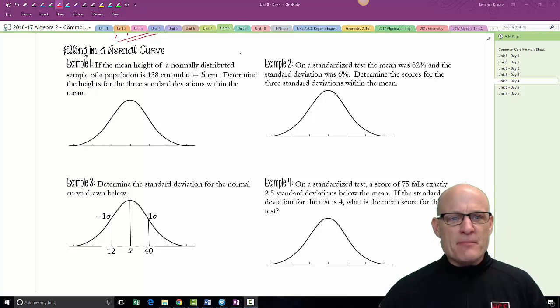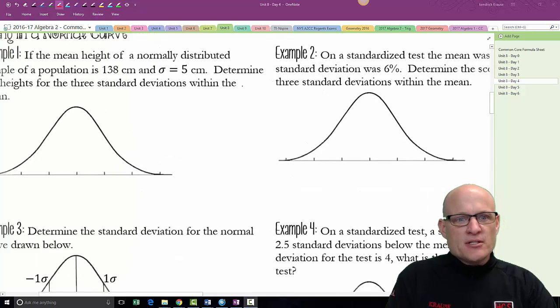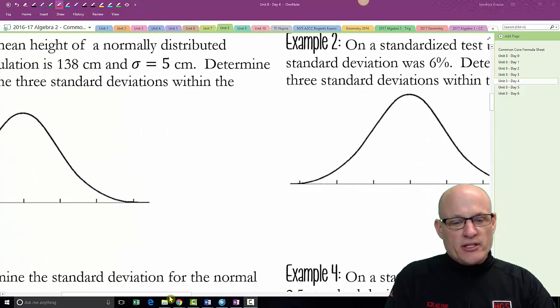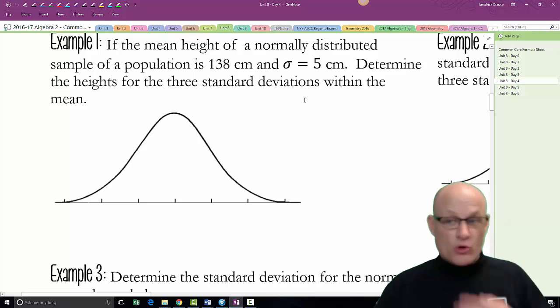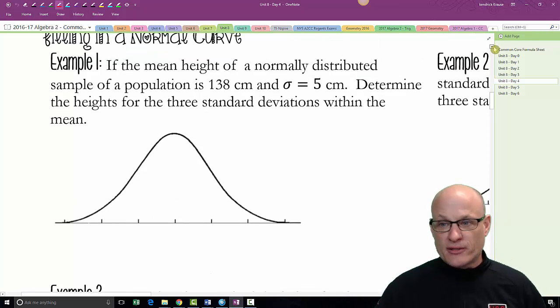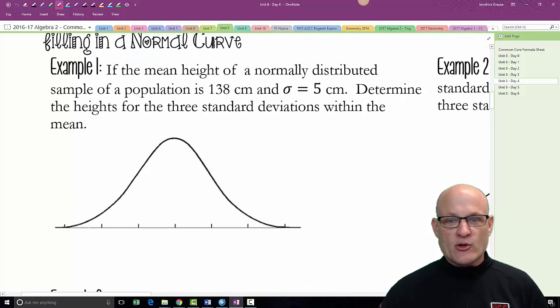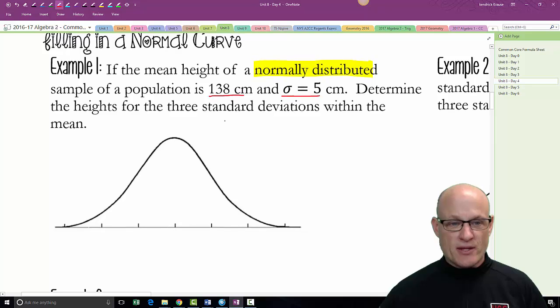So let's say the mean height of a normally distributed, and that's important wording. If you don't see normal distribution, you're not allowed to use this normal distribution curve. Most of what we're going to do this year will be normally distributed. So the mean height of a normally distributed population is 138 and a standard deviation of 5 centimeters. Determine the heights for the 3 standard deviations within the mean.